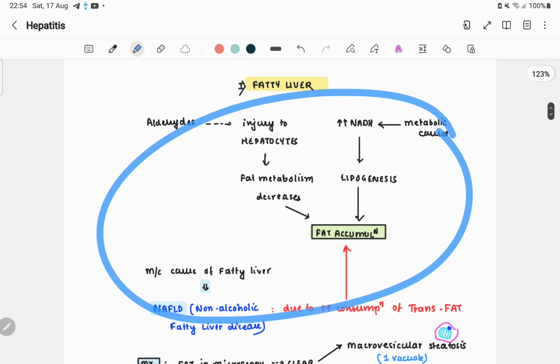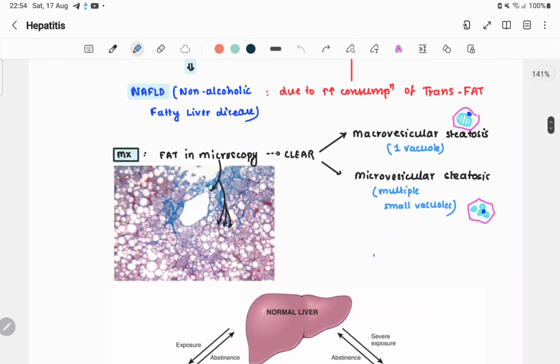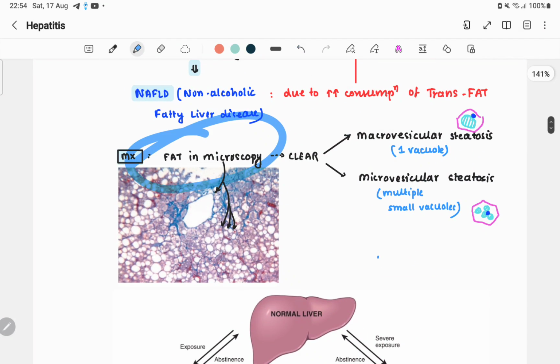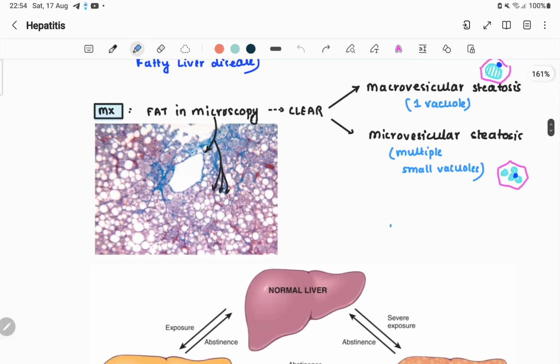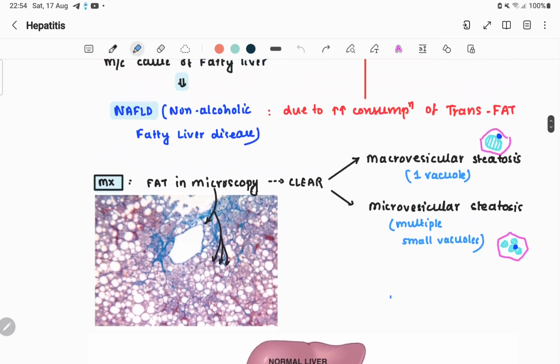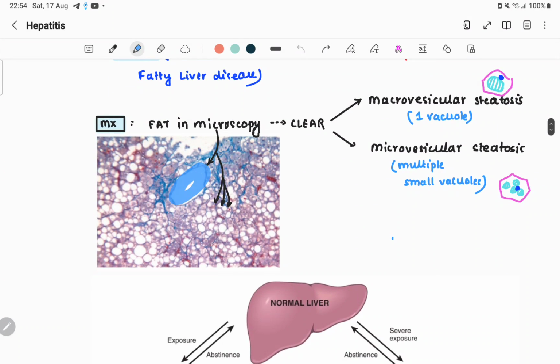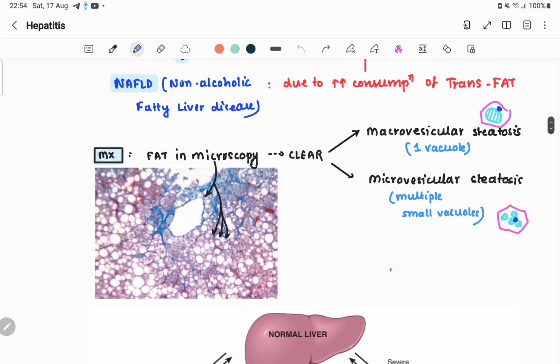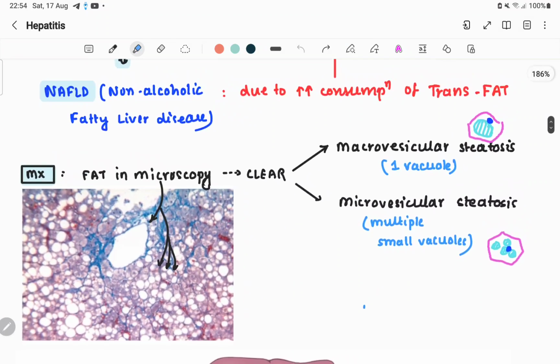All three factors are responsible for the fatty liver. Okay. What are the microscopic findings? Fatty liver means fat, and fat will wash off when you process the tissue. So the fat will appear clear. You can see the clear areas here. So the only fat in microscopy is appearing clear.